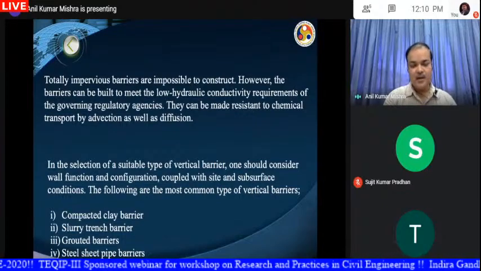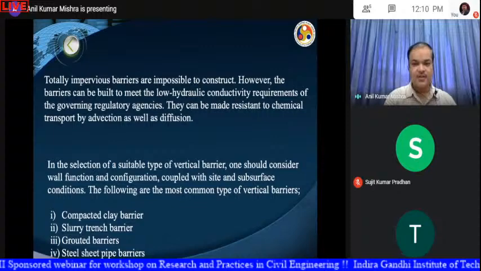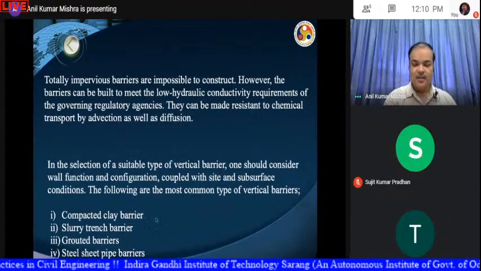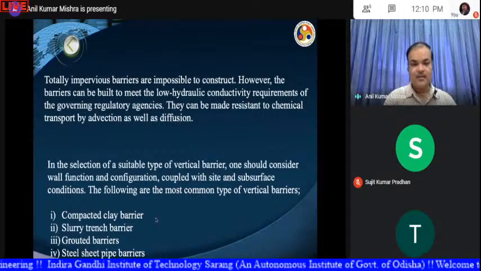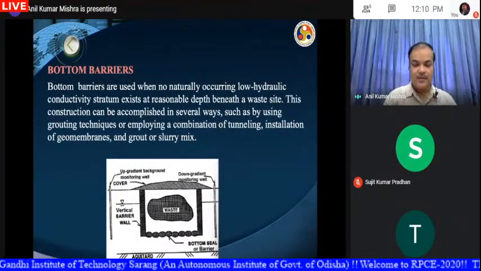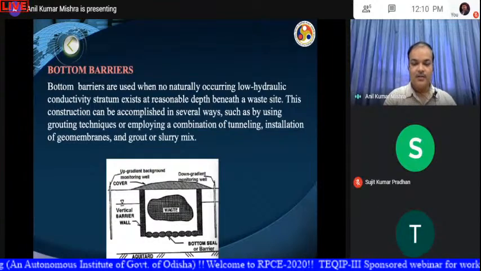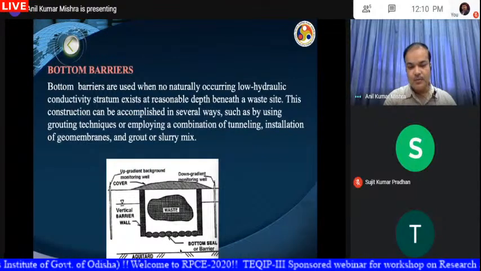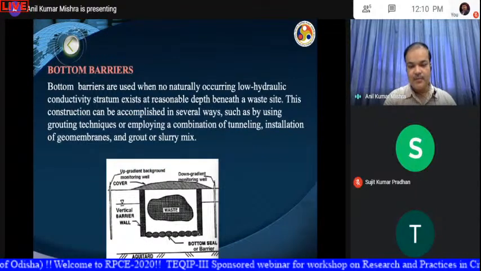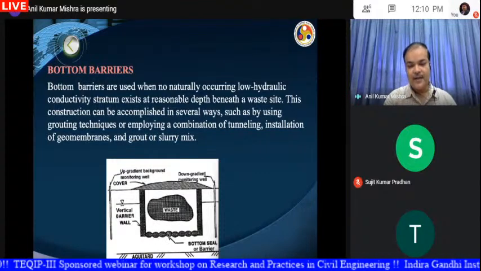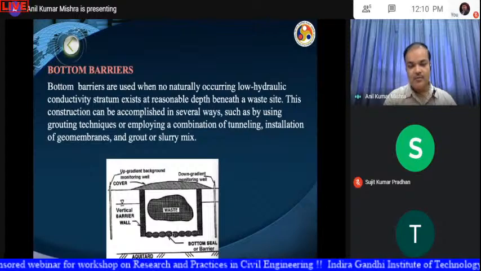Generally, different materials are used for construction of the vertical walls. Compacted clay barrier or slurry trench barrier, grouted barriers, and steel sheet piles are different common examples of vertical walls. Now, when we provide a vertical barrier wall, the waste can still migrate through the bottom. So in order to prevent the movement of this waste through the bottom, we have to provide a seal material at the bottom, which is known as a bottom barrier.